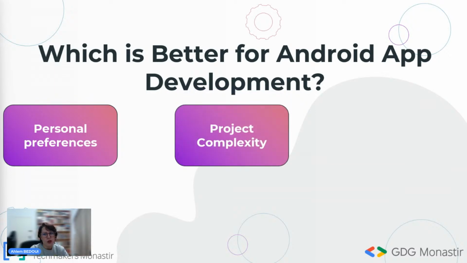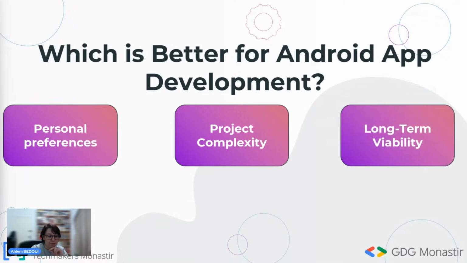Here, if you want to use simple UIs, XML will provide a quicker development turnaround. But if you want to use complex or dynamic UIs, I think Jetpack Compose's declarative approach shines, so you think you have to move to Jetpack Compose. The third point is long-term viability. We all know that Jetpack Compose is the future of Android UI development, so investing in it may provide benefits as it becomes more widely adopted.